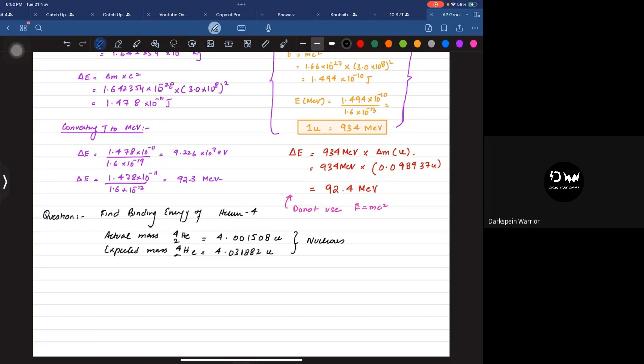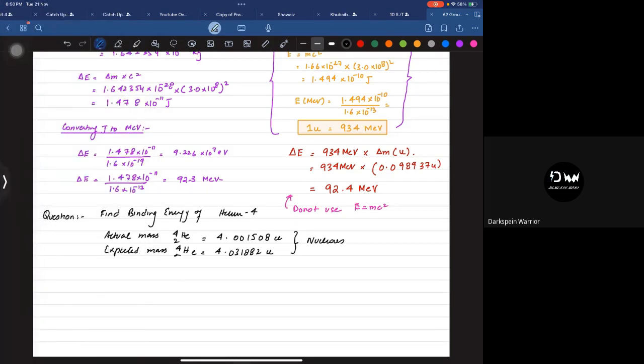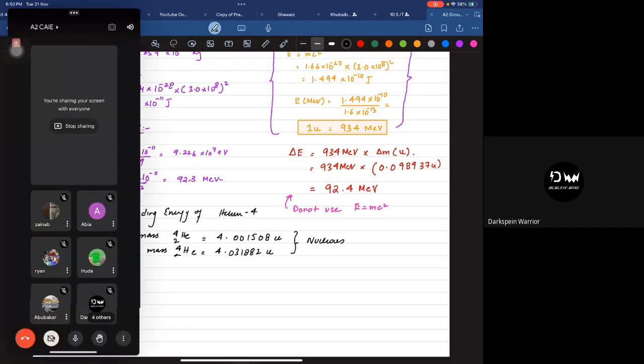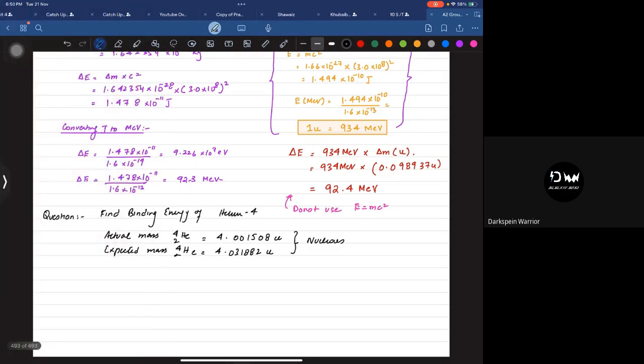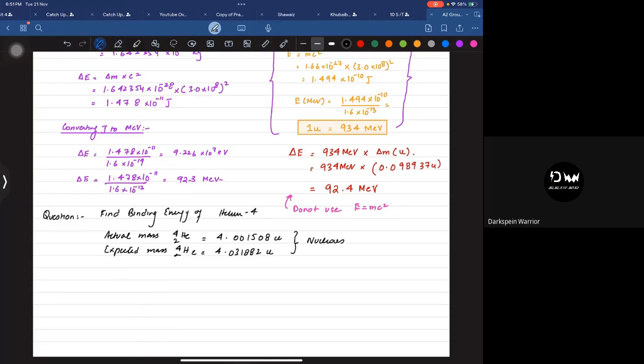Four point 54 times 10^-12 joules. No, you need to answer that in MeV at the end. Convert it, please. 28.36 mega electron volt. 28.36 mega electron volt. Okay. Can somebody please confirm that?